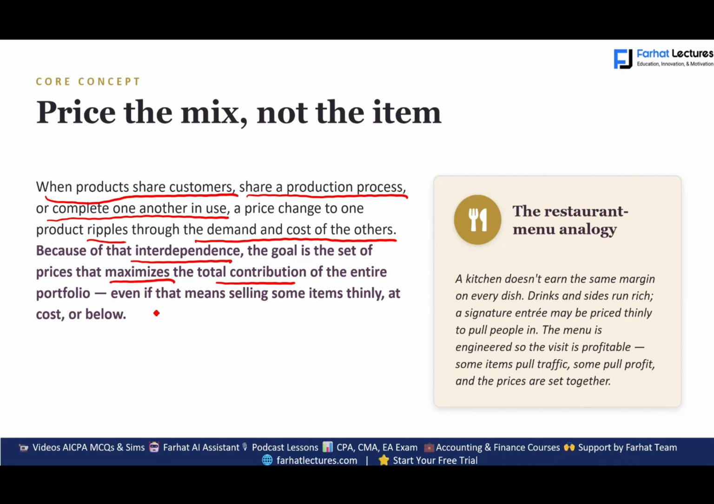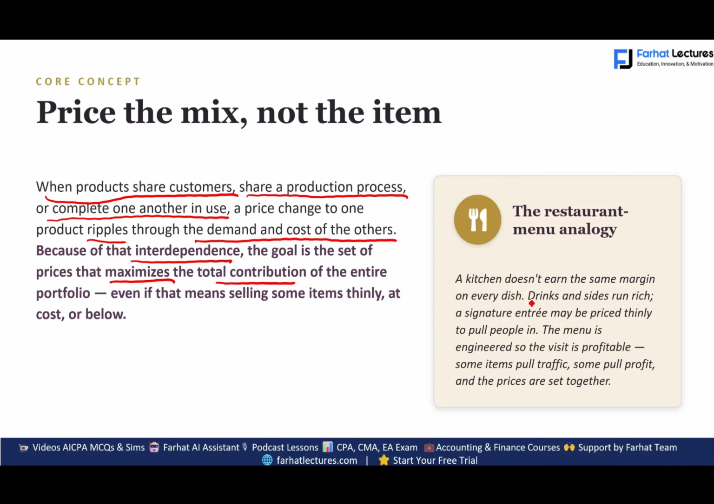Even if that means selling some items thinly, at cost or below cost, because sometimes all your goal is to bring the people inside the restaurants. Maybe you will have a special on the meal, then you'll make the profit on the alcohol or on the appetizer. So this is the point here. But again, we're not talking about restaurants. We have to talk about all sorts of business.